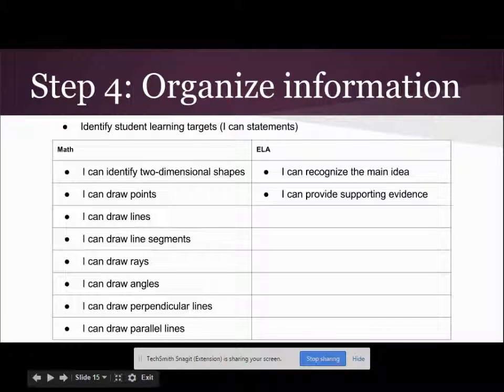Then I need to continue organizing my information, and that's going to be by identifying student learning targets. Using the nouns and verbs, we need to write learning targets. Learning targets are statements of intended learning based on the standards. They can also be called I can statements. I can statements are tied directly to your unwrapped concepts and skills. These targets clearly identify what students will be able to know and do in student-friendly language.